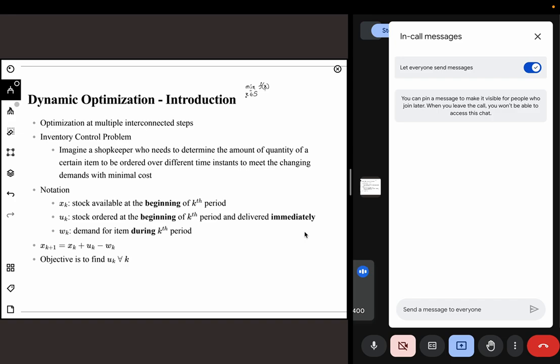Or, to put it more simply, you can order every day. So on each day, what is the quantity that he needs to order? That is the question he needs to answer, and that is what we are trying to solve in this inventory control problem. The main challenge here is that we do not know the demand that we are going to have in the future at the time when we are making the decision. That is the main challenge in dynamic optimization problems.